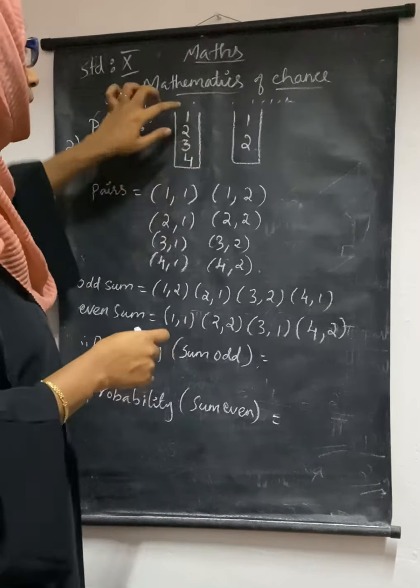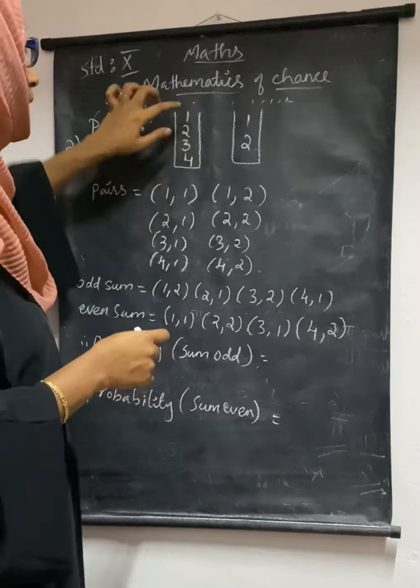So how many pairs can it form in total? We can count 1, 2, 3, 4, 5, 6, 7, 8. Like that we can count, but if there are more, it is difficult to count. So you can easily find it out this way. How many numbers are there here? 1, 2, 3, 4. 4 numbers. And here how many? 1, 2. 2 numbers. So 4 into 2, what will be? It is 8. So total pairs will be 8.